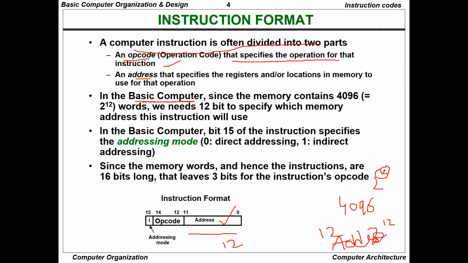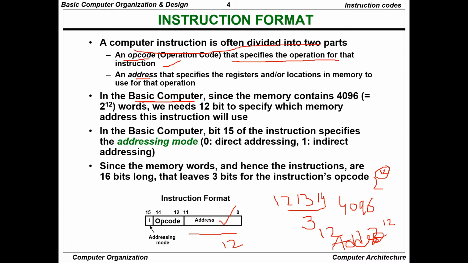Next, in the basic computer, bit 15 of the instruction specifies the addressing mode. And remember, 12 to 14. So that means 12, 13, 14. So how many bits? 3 bits. These 3 bits occupy the opcode. Opcode means operation code, which decides which operation is to be performed, either an addition operation or an increment operation. So these 3 bits decide.